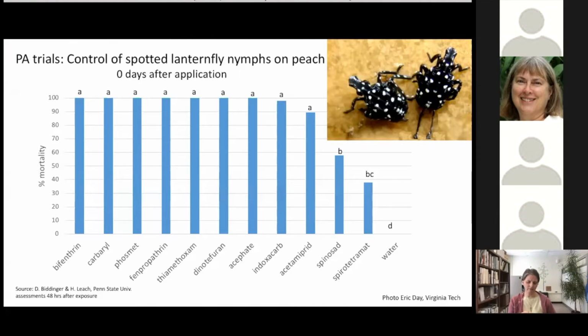So you can see the list of materials there that have given pretty high levels, 100% or even slightly less, mortality of the nymph stage when they were applied to peach. The work has not been done on ornamentals, but taking the results from peach, I think we can extrapolate what would be likely to happen on ornamental plants too. A few things were not very effective: spinosad, which is Conserve or Entrust, and spirotetramat, which is Contos or Movento, were not highly effective like the others.